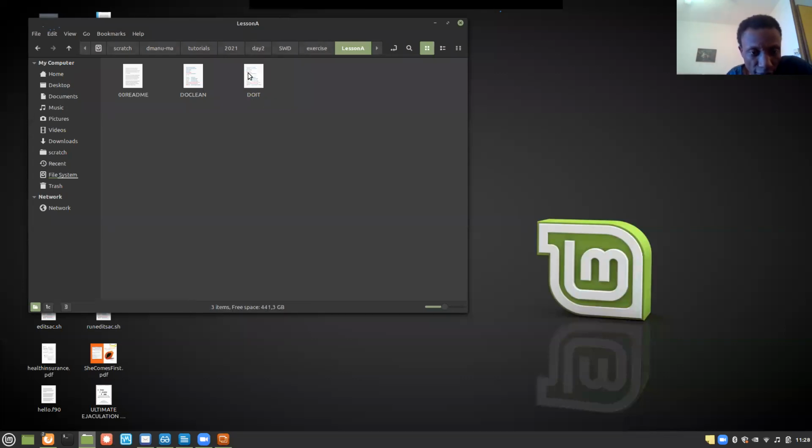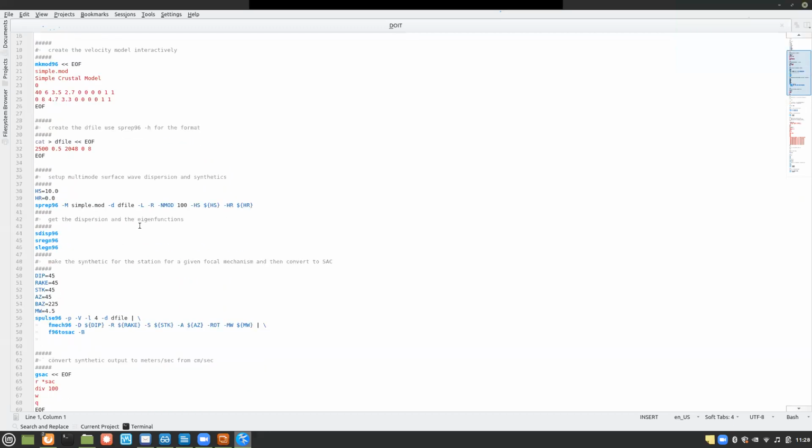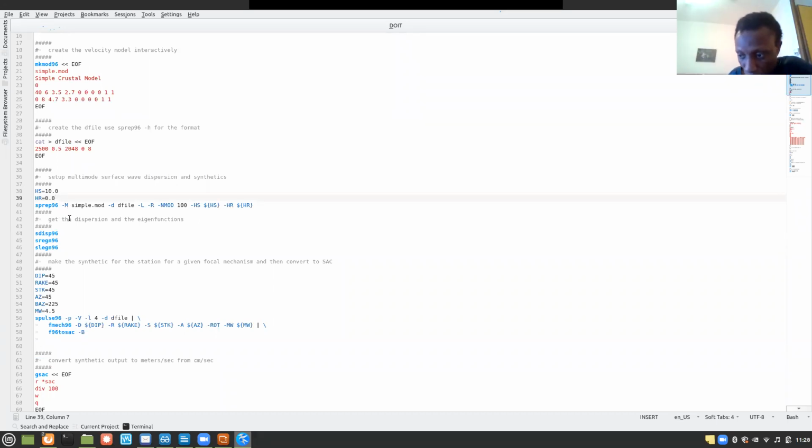Sure, go ahead. Before you use the code, you have to know the source position. If you don't know where the source is, how would you get it? No, this is just a synthetic test where we assume some source.